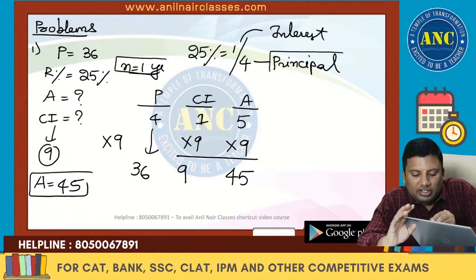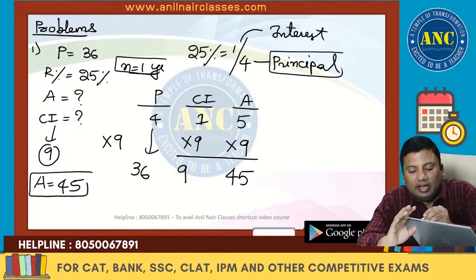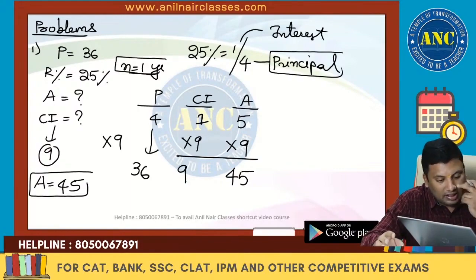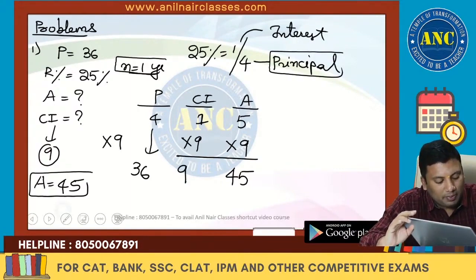Denominator is always the principal, numerator is always the interest, amount is principal plus interest.